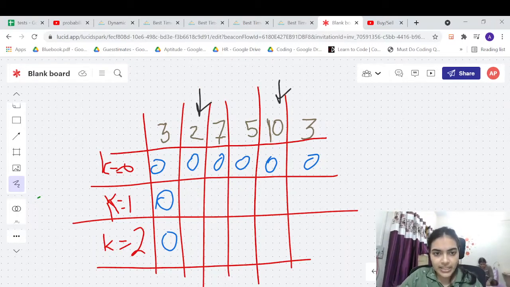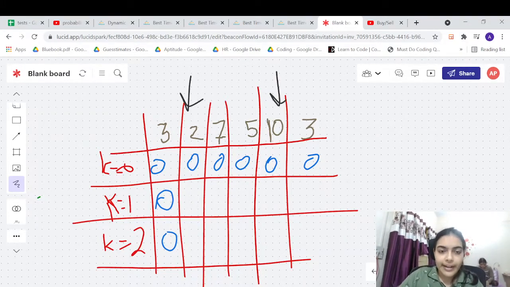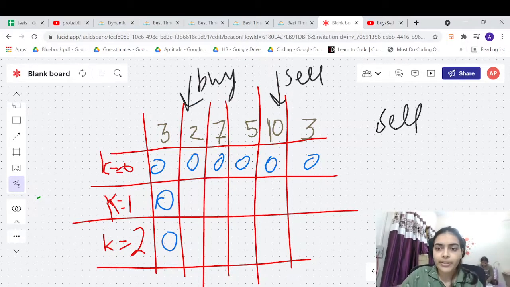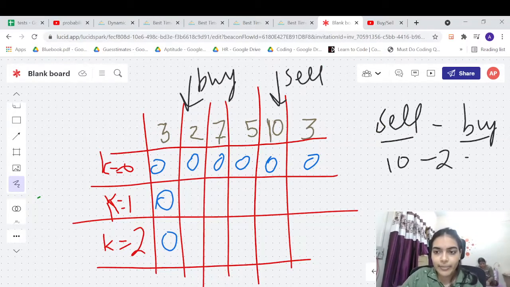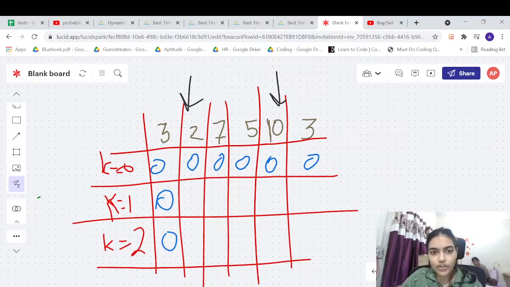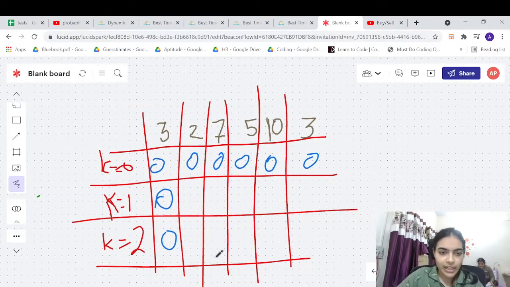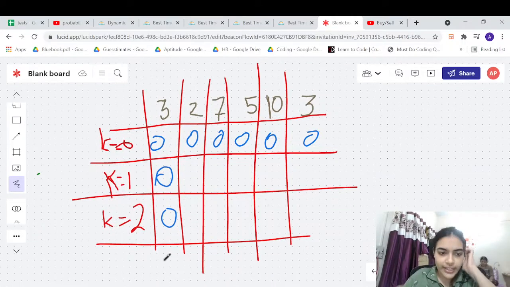This will be the best case because the profit that you will be able to earn is 10 minus 2. You are buying at 2 and you are selling at 10, so the profit will be the price at which you sell minus the price at which you buy. That will be 10 minus 2, which will be 8. So in this case, the best case should be 8. Let's see how we are going to fill this table. Let's simply fill the table and then try to build the logic for the next value.